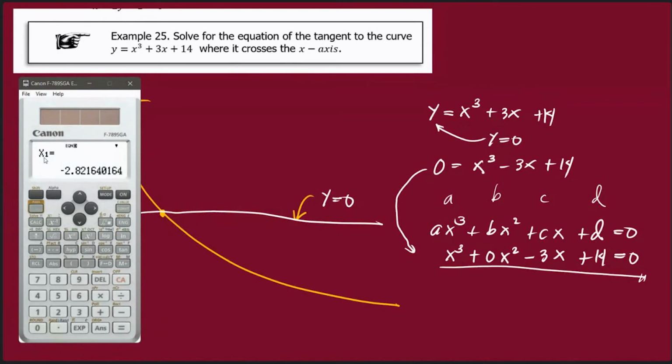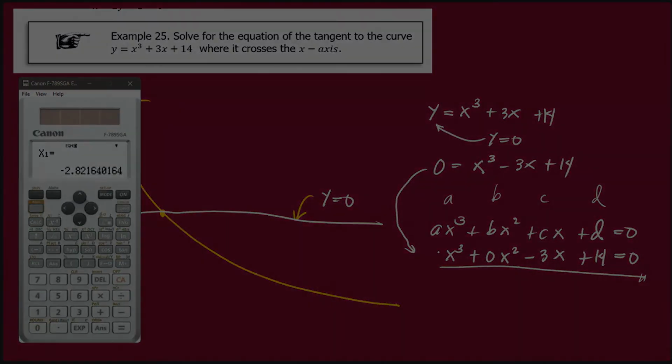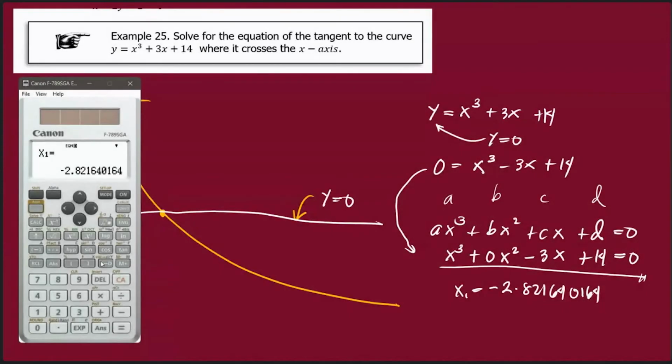Okay? X sub 1. Take note. Why is there an X sub 1? Because that's cubic. There are 3 values of X. Okay? There are 3 values. That means your curve will intersect with the x-axis 3 times. So the first value is 2.8216. Let's write it, 2.2. This is really a decimal. It cannot be expressed as a fraction. Okay, x sub 1 here.